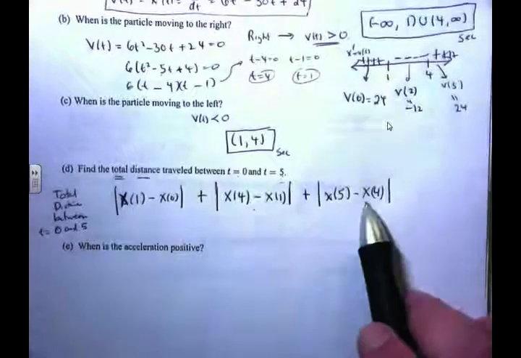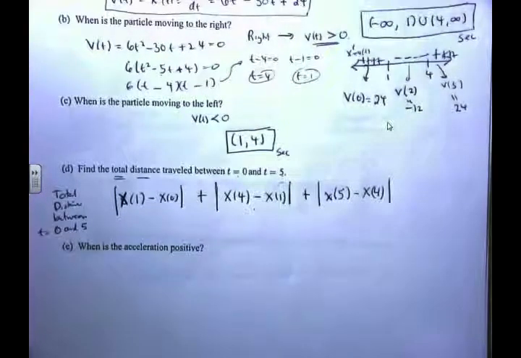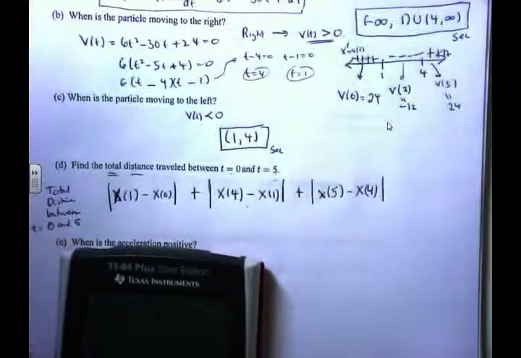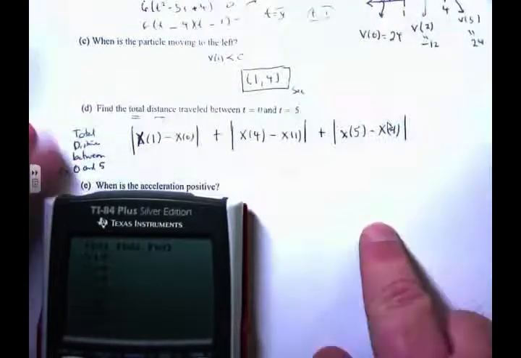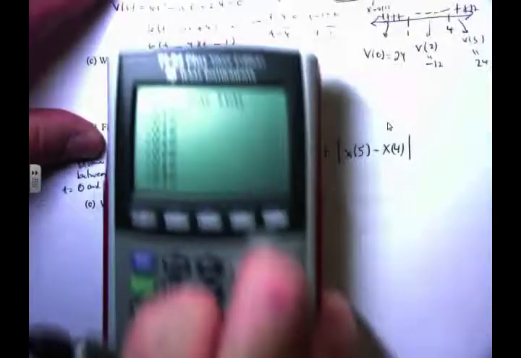So this one, I'm going right, I'm going left, I'm going right. Now, if there's more points where I change, I have to keep breaking them up. Now, to figure this out, I'm going to show you guys a real trick on how to use your calculator. Remember, I had to figure out these points by the derivative, but to figure out the distance, I go back to the original problem.